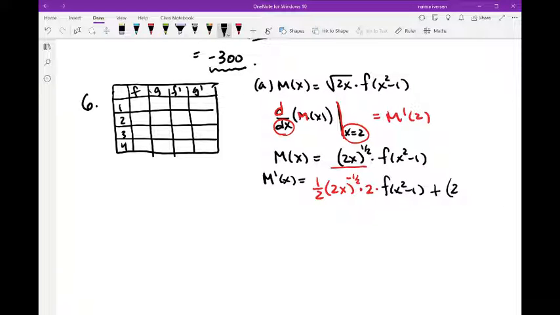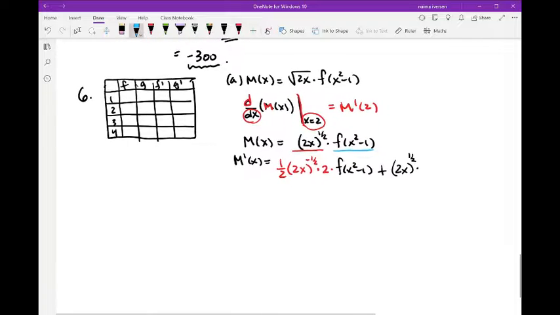That first buddy is going to wait, 2x to the power of 1/2, while I take the derivative of the second buddy, which has 2 layers. So that second buddy is going to be f prime, which is the outside layer, while the inside doesn't change, and we chain it up to the derivative of the inside, which is 2x.